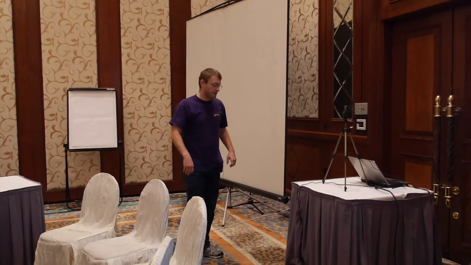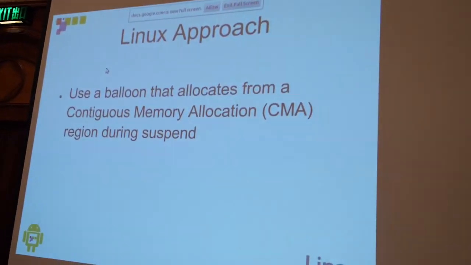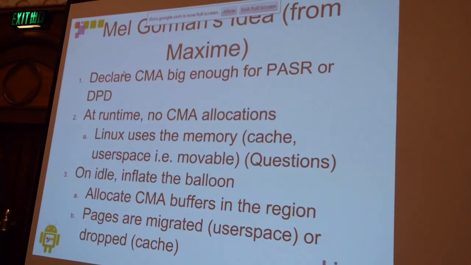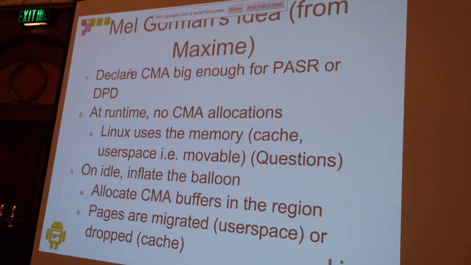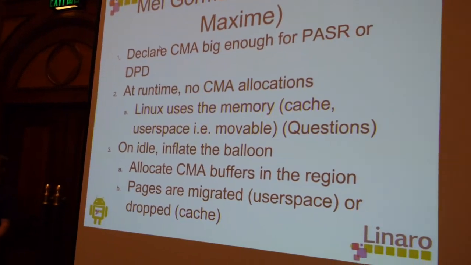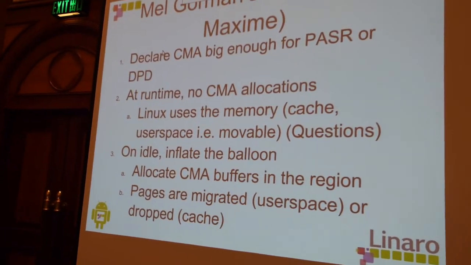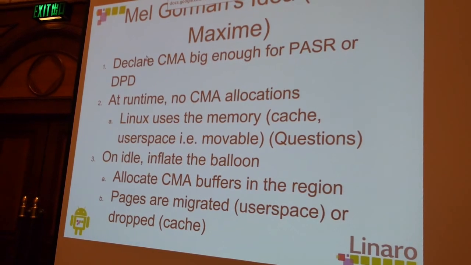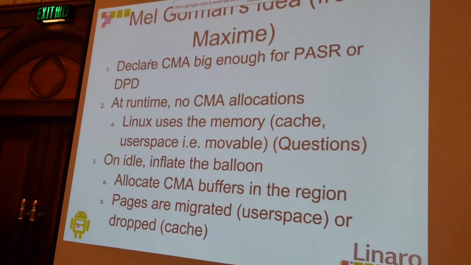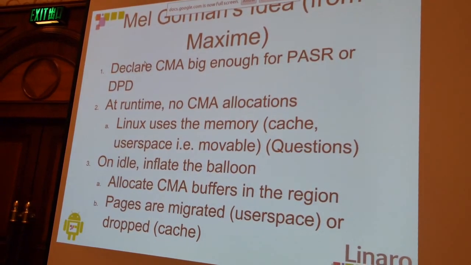So I'll take you through the more detailed idea. At boot, you reserve a CMA for the partial array self-refresh. And this CMA is going to be on the order of 64 megs. That's what the STE buffers were. So at runtime, there's no CMA allocations.